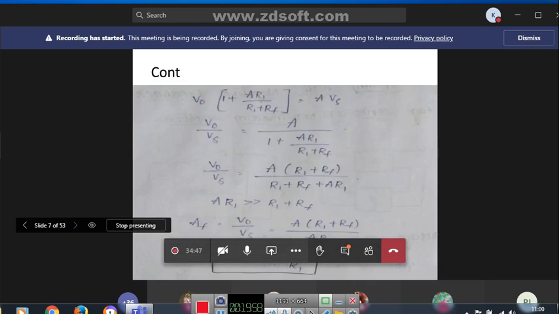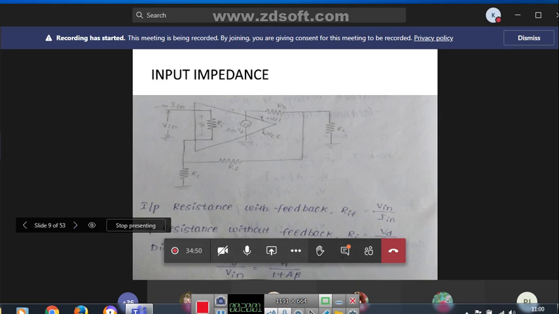So next, the next parameter is input impedance. See here, it is the equivalent circuit. The input side has Vin and Iin, the input voltage and input current. VD is the input voltage for the basic amplifier, and Vin is the input voltage for the total circuit, right? RF is the feedback resistor. Here AOL VD is the voltage generator. This is the input resistance RI.